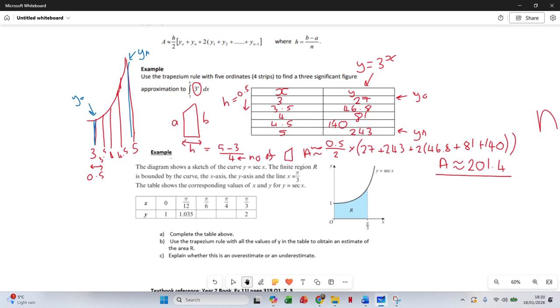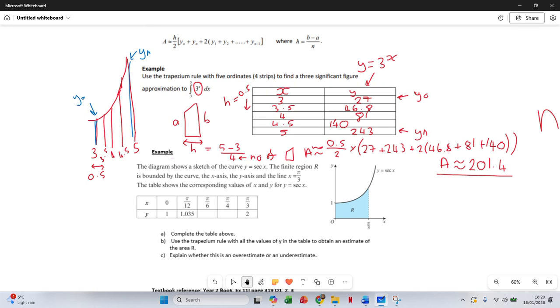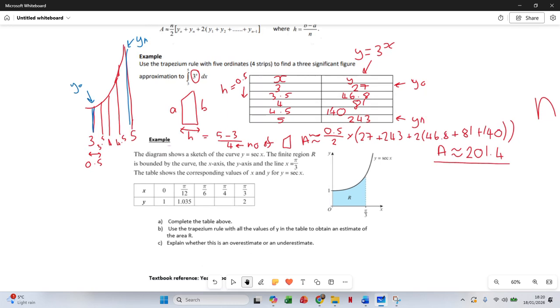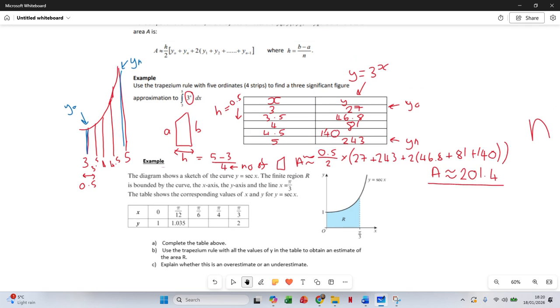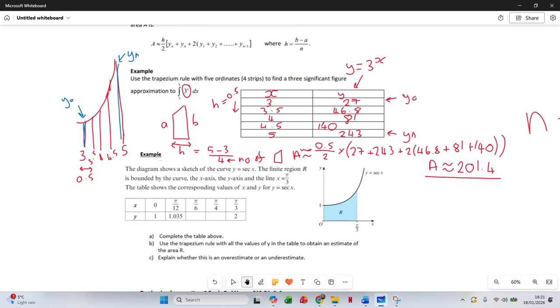So just to reiterate, what we did there is we knew we wanted it in 4 strips. So we took the gap between the intervals, 5 minus 3, 2, divided that by 4. That told us the height of each trapezium. The height of each trapezium is 0.5, and that told us what values of x we needed to go up in. So x went up in 0.5s, like so.